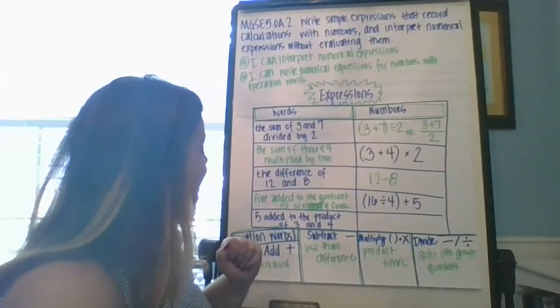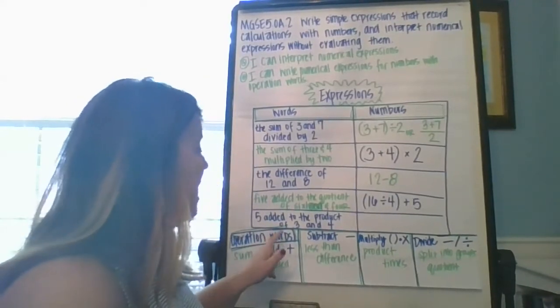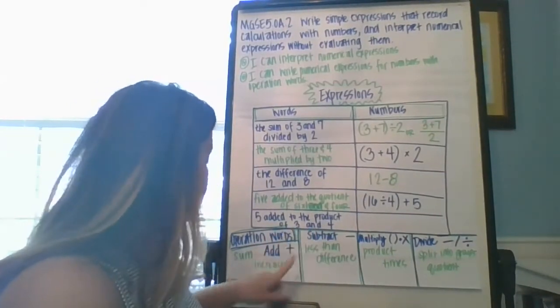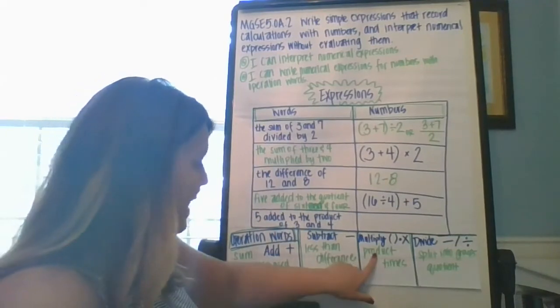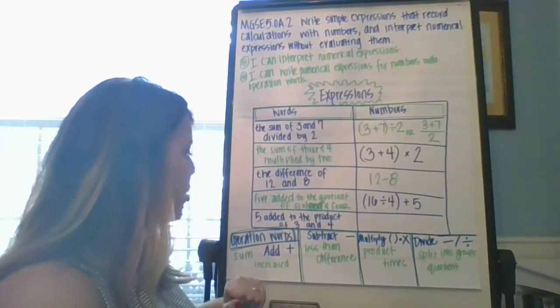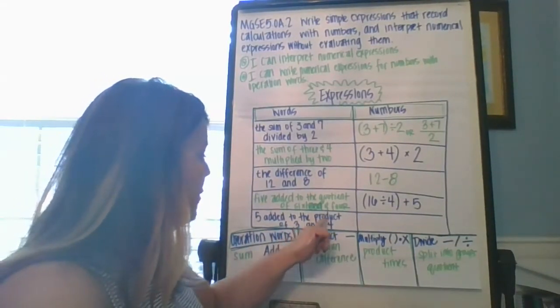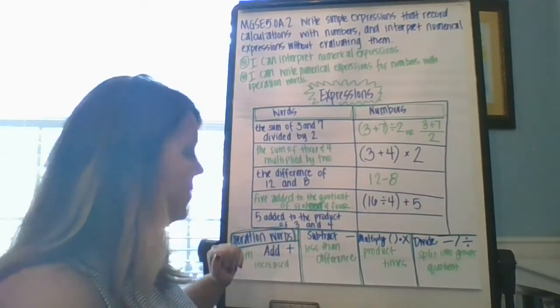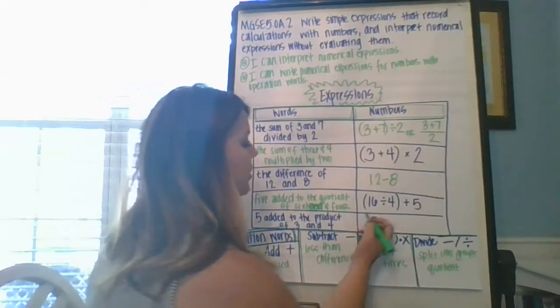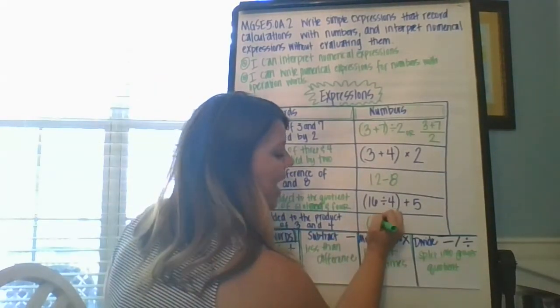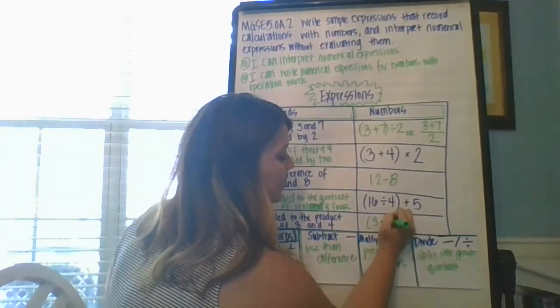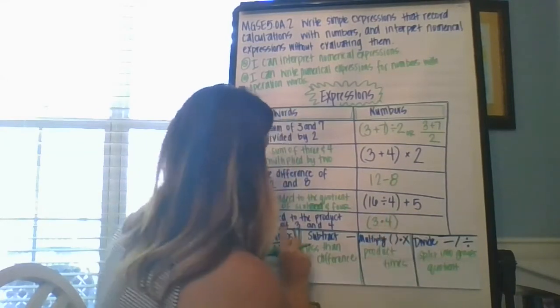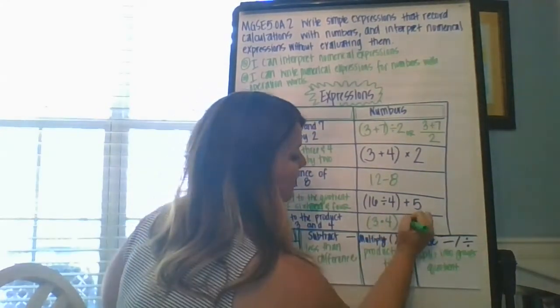Last one. 5 added to the product of 3 and 4. So product means multiply. It's right here on our chart. And then we want to multiply 3 and 4, and then we want to add 5 to it. So I'm going to do 3, let me use a dot, okay, one of our new symbols, 3 times 4, and then plus 5.